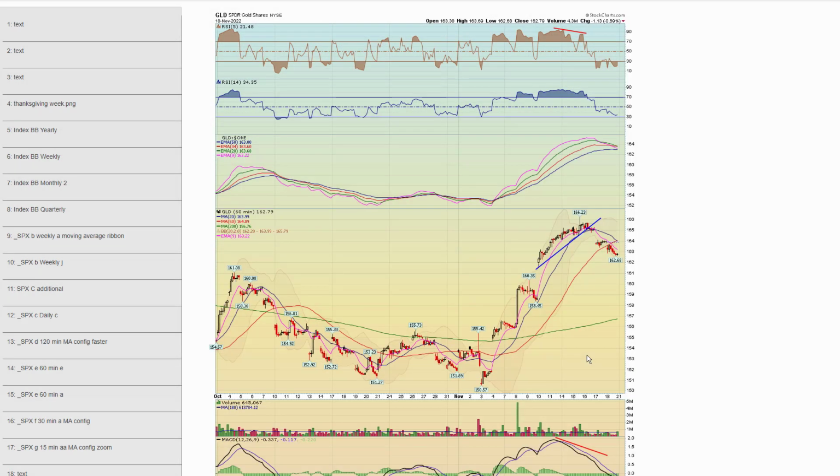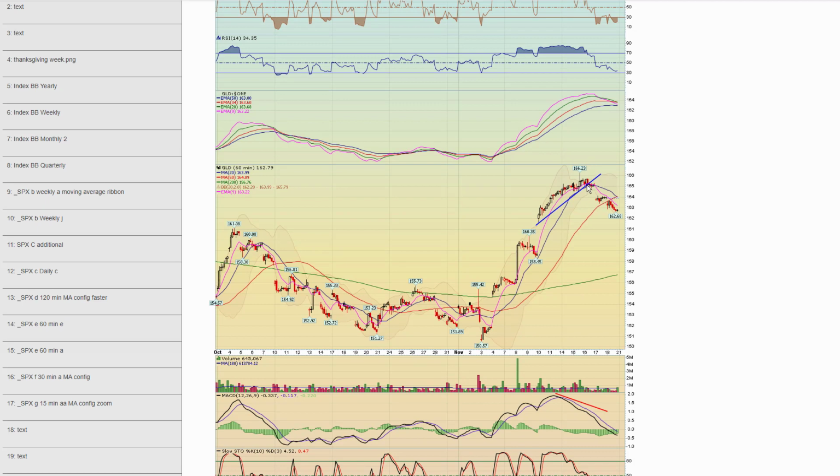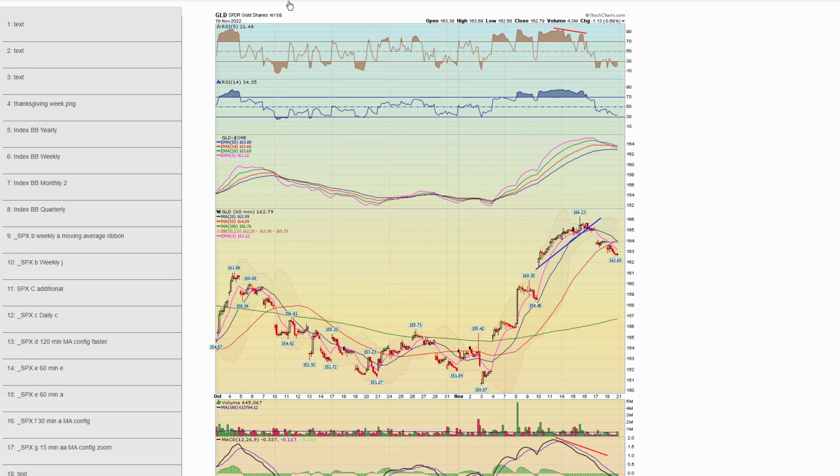Next, chart 66, here's GLD. That's the 60-minute view of the ETF. Late last week, we pointed out some MACD divergence, and that's played out the last couple days.